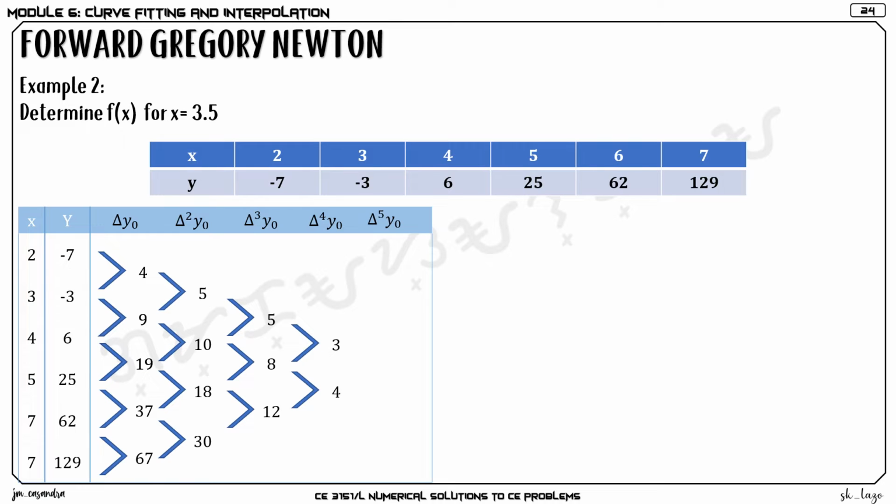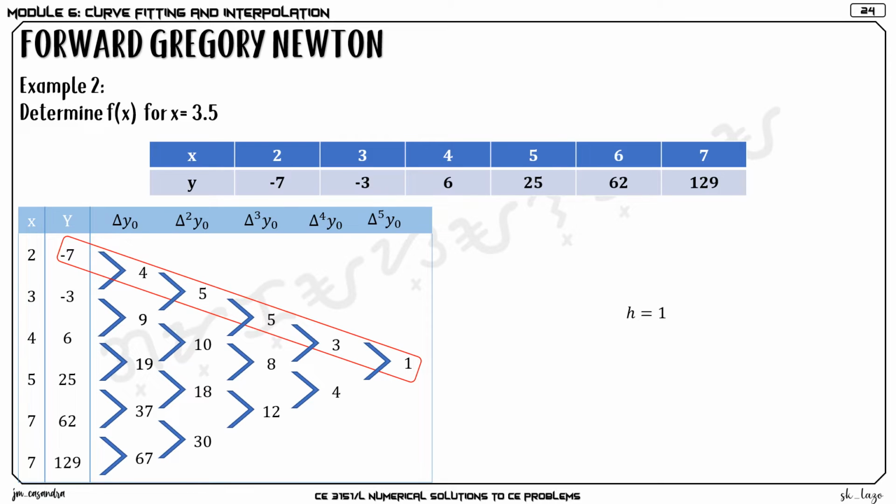And we get delta raised to 5 y sub o, which is equal to 1. So we stop at delta raised to 5 y sub o since we do not have any terms that we could get the difference. So we take our leading forward differences as negative 7, 4, 5, 5, 3, 1 for the values of y until delta raised to 5 y sub o.